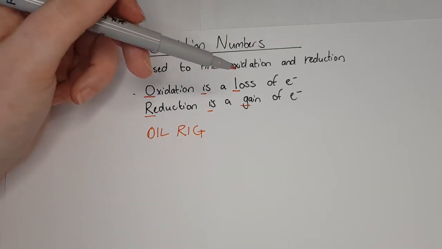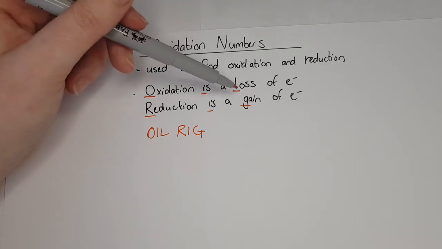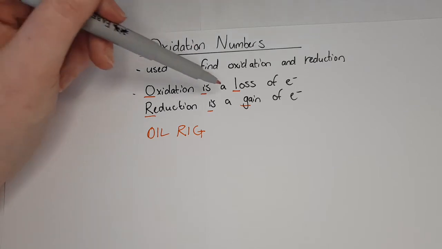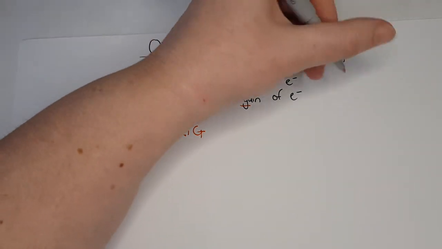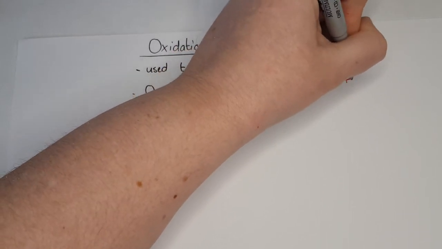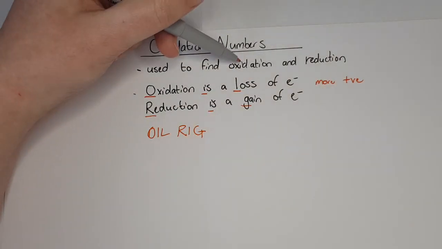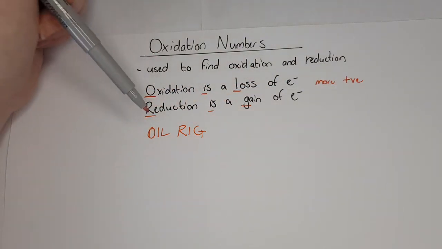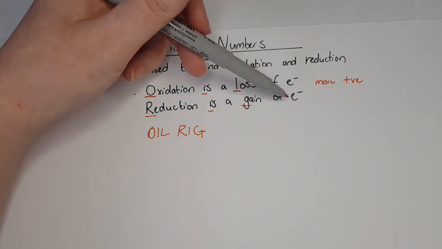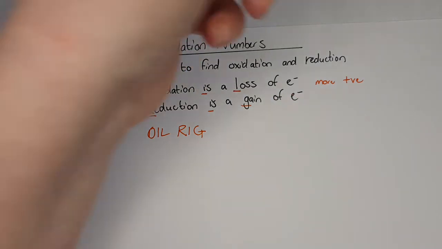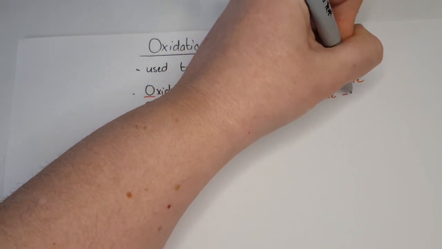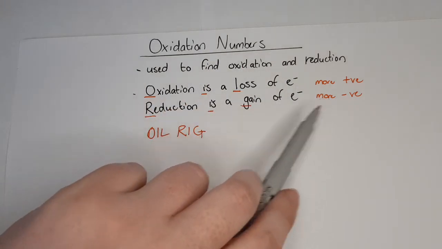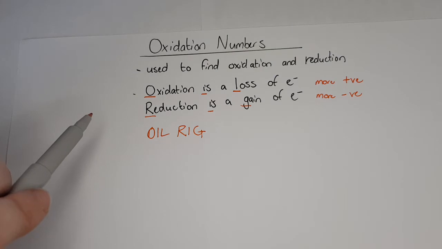So now, electrons are negatively charged. So if I lose electrons, I'm losing all the negatives, which means a loss of electrons would become more positive. So if an oxidation number becomes more positive, I know that oxidation has occurred, whereas reduction is a gain of electrons. So we're gaining the negative charges. So reduction means it becomes more negative. So if the oxidation number gets more negative, then I know reduction has taken place.